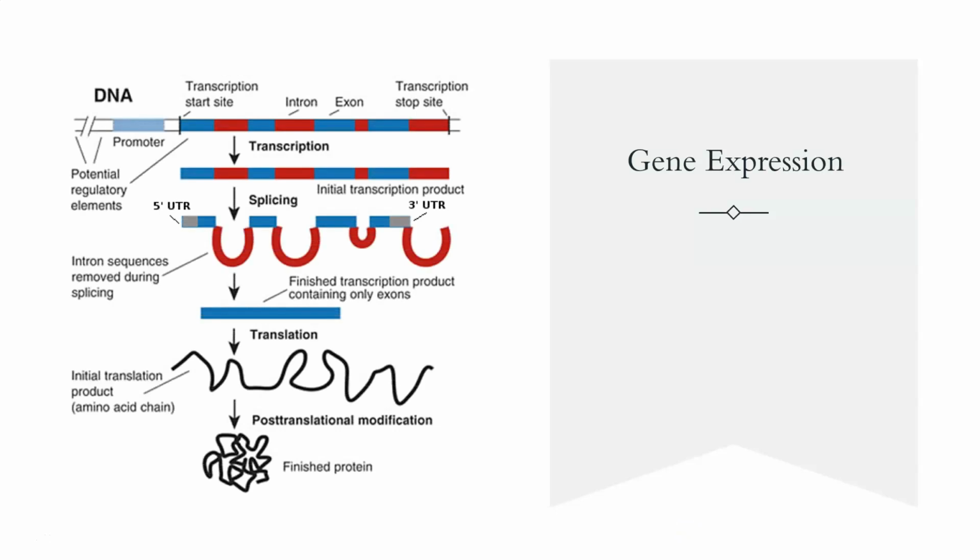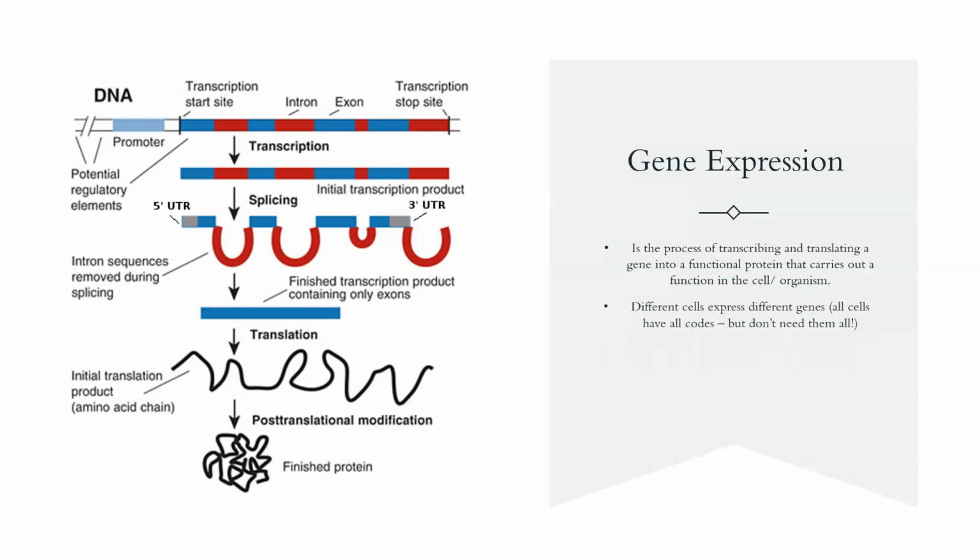So looking at gene expression now and what splicing has got to do with that. Gene expression is the process of transcribing and translating a gene into a functional protein that carries out a function in the cell or organism. Different cells express different genes. All cells have all the codes, okay, but they don't need to express them all. Three main things affect gene expression: proteins, acetylation and methylation, and the environmental conditions.